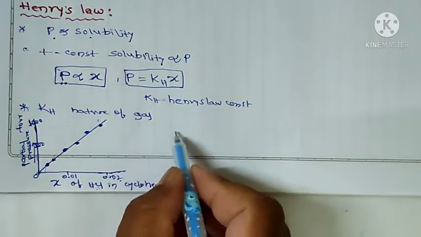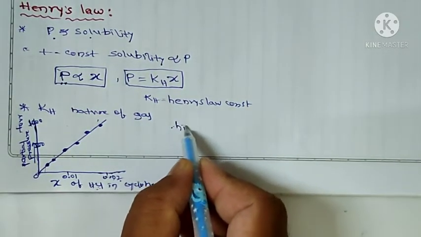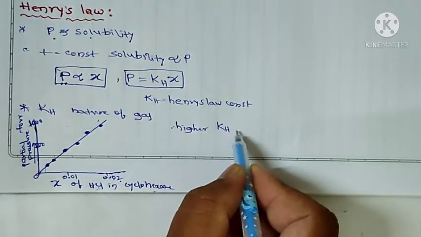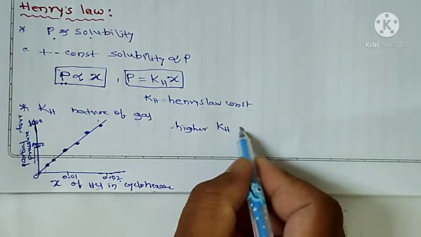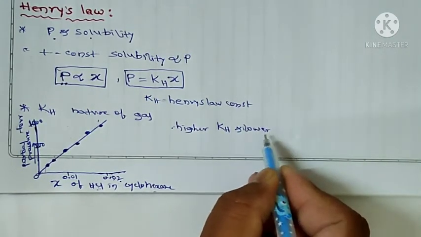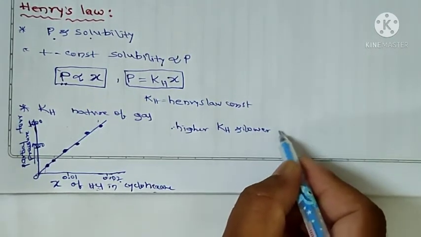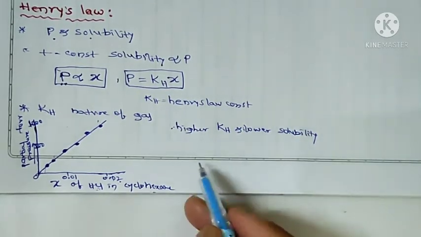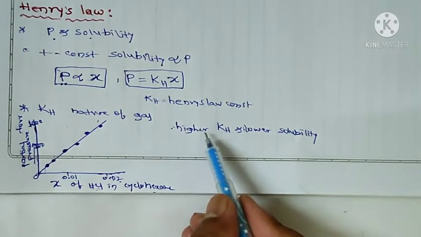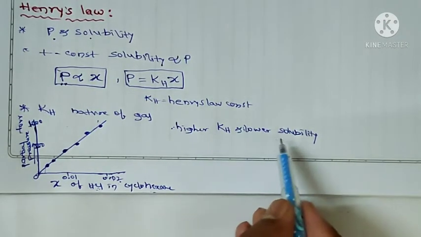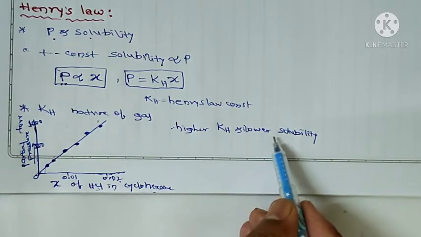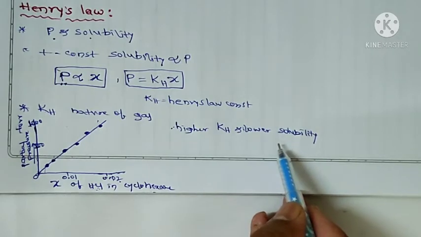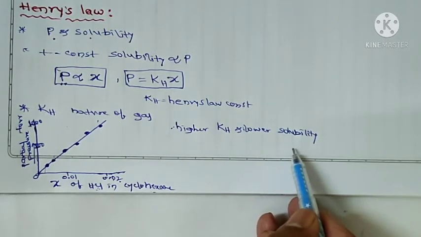And here, a higher kH value means lower solubility. With a high kH value, the solubility will be low. So if there is a higher kH value, there is less solubility of the gas in the liquid.